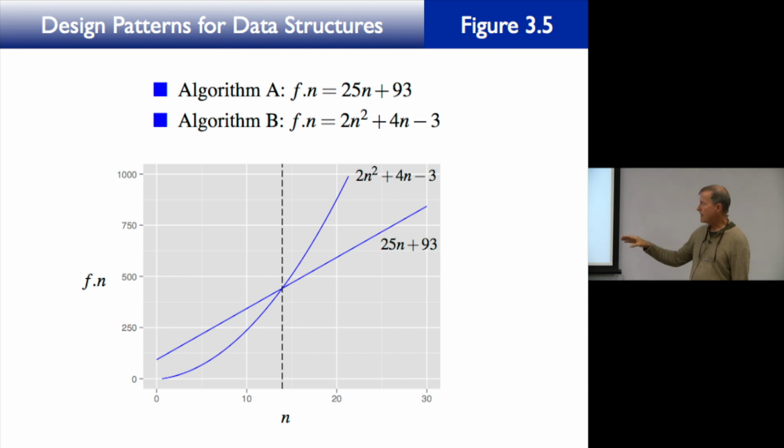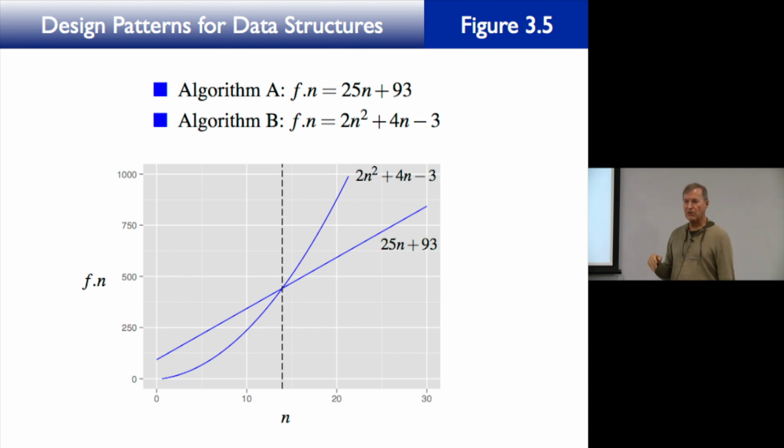So what happens is, in this region between 0 up to about, what's the crossover point? It looks like 10, maybe, 13 or something like that, somewhere around there. So in this region for small n, which one is better? The 2n squared plus 4n minus 3. But what happens is there's a crossover point, and for large values of n, ultimately 2n squared plus 4n minus 3 is worse than 25n plus 93. Does everybody see how that works?